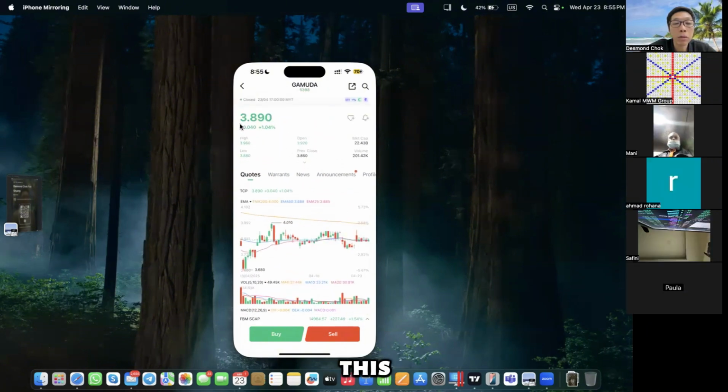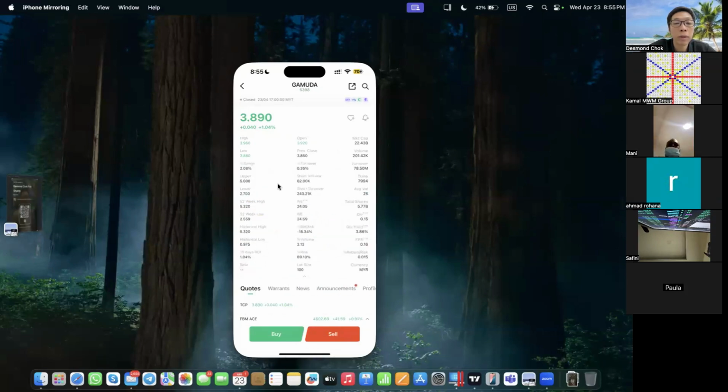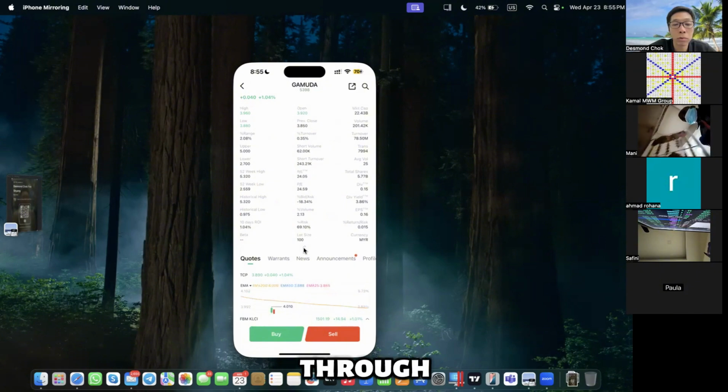So this one is the information on the Gamuda. So what you can click here, you can see what is the high for today, low for today, opening price, and the previous close price, everything here. Okay, so it is some information for you to look through.